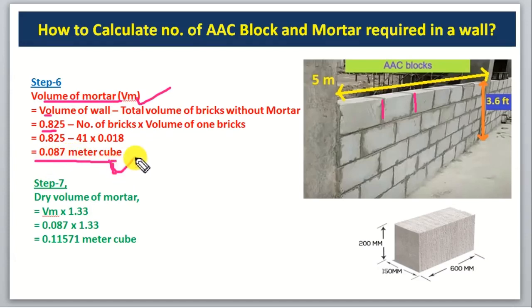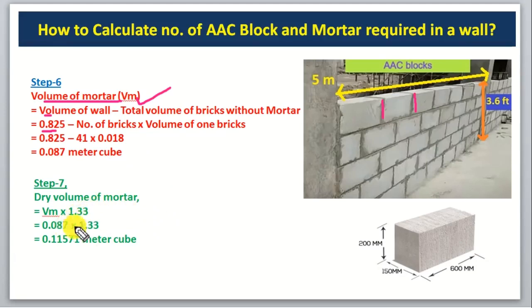Okay guys, and after this we have calculated the volume of mortar, and we have to convert it into dry volume because it is in wet volume. So to calculate the dry volume of mortar, we have to multiply it with 1.33. You can also use 1.32 because 32 to 34% of quantity of mortar is added to calculate the dry volume. So dry volume we have calculated after calculating 0.11571 meter cube. Okay guys, we have calculated dry volume of mortar also.